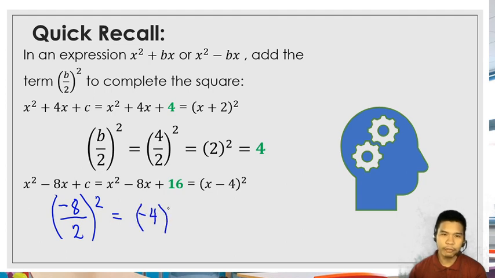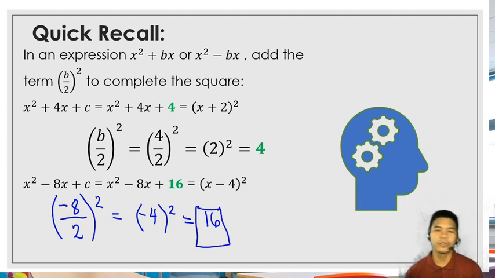And then, after that, we have square equal to. And then, get lang natin yung square niya. Negative 4, multiply lang natin sa sarili niya. So, negative 4 times negative 4 is positive 16. So, itong positive 16 na to, ito ngayon yung ilalagay natin sa value ng c. So, kopya lang natin, x squared minus 8x plus 16. Okay, ito na yung bago nating equation. And this equation is already a perfect square trinomial. So, again, para makuha yung square binomial na ito, kunin lang natin yung square root ng x squared.